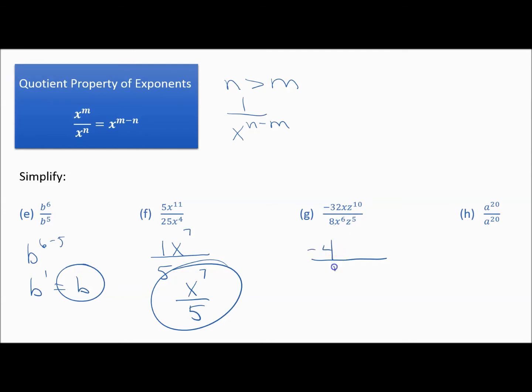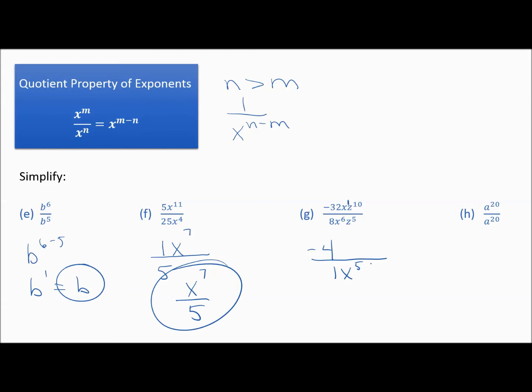8 divided by 8 is 1. Now let's look at the x's. Notice there's an implied 1 up here as the exponent for this x, and there's a 6 in the denominator for the exponent. So you know what I have to do? I have to subtract, but this time the larger of the exponents is in the denominator. So 6 subtract 1 is 5, but that x to the 5th goes in the denominator.